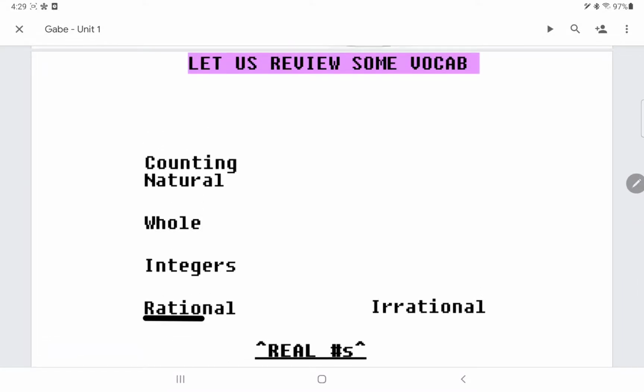So just to review again, counting and natural, no 0. Okay? Whole number has 0. So we're still not talking about any fractions or decimals. Integers, still not talking about any fractions or decimals. Positives, negatives, has 0.